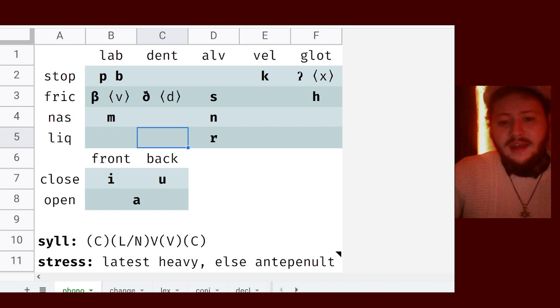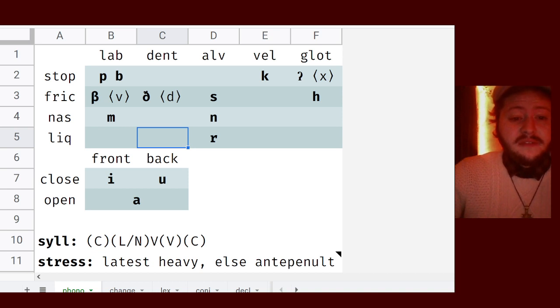The nasals are m, n, nothing too weird there. There is an allophone of n before K, which is ng, kind of like the NG in English, but that's just N before K. That's just how N gets pronounced before K. It's not its own sound in this language. And then the only liquid in this language is just r.